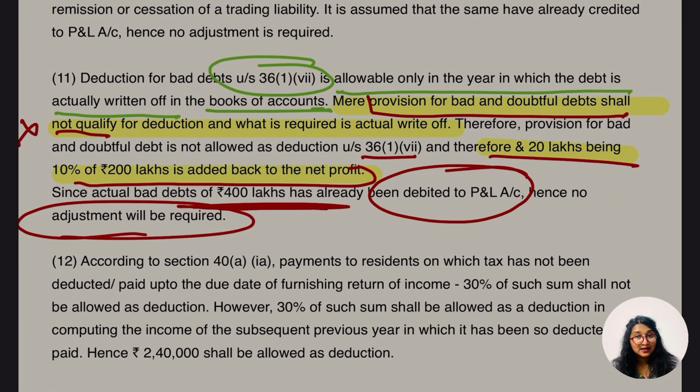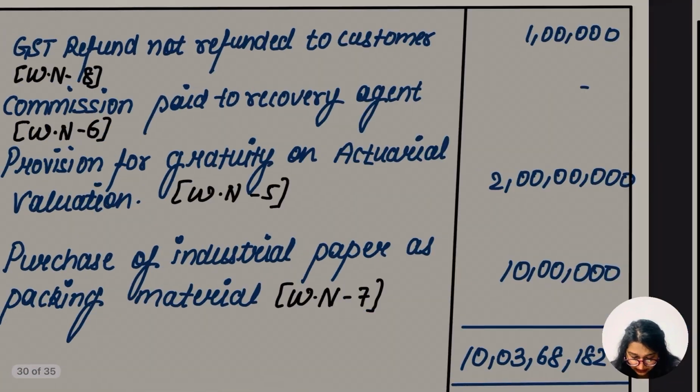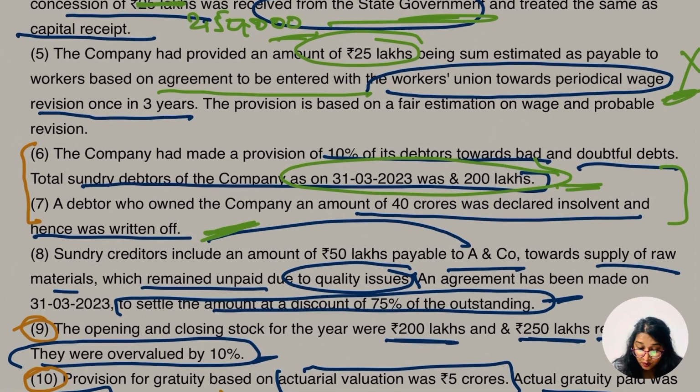First of all, bad debt is only allowable in the year in which it was actually written off. Otherwise, it is not going to be allowed. Okay, hope this point was clear. And why are we not going for 40 crore? Because this adjustment was actually made earlier. So let's read that point again. They are saying a debtor who owed the company an amount of 40 crore was declared insolvent, and hence was written off when it was declared insolvent earlier. In that case, the adjustment was already made earlier.